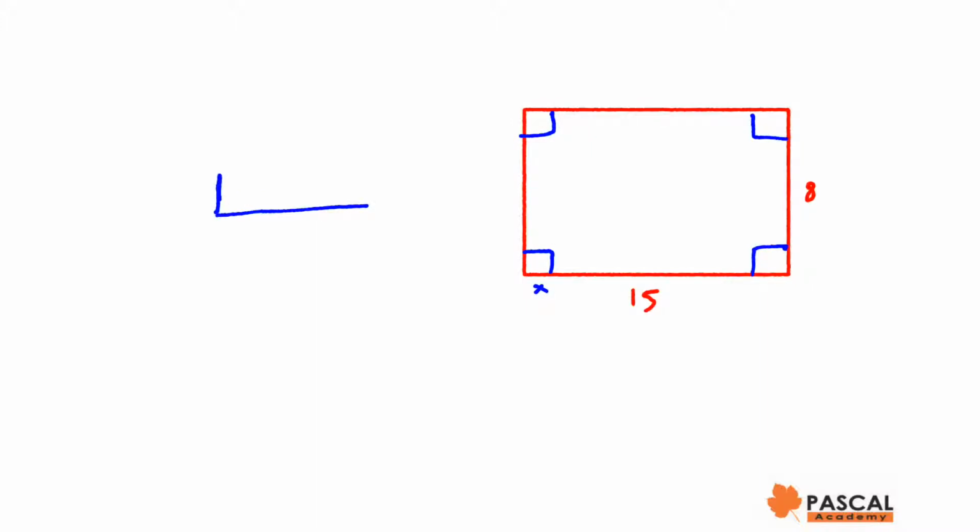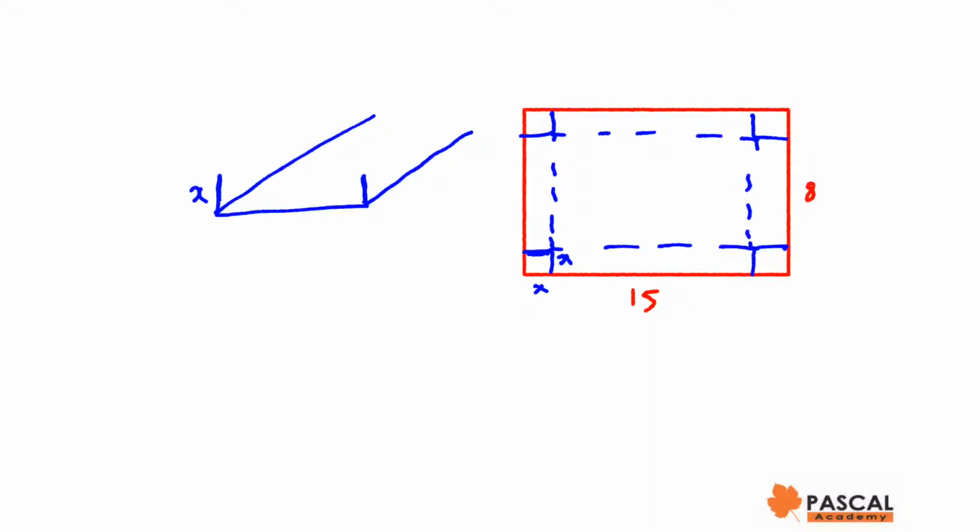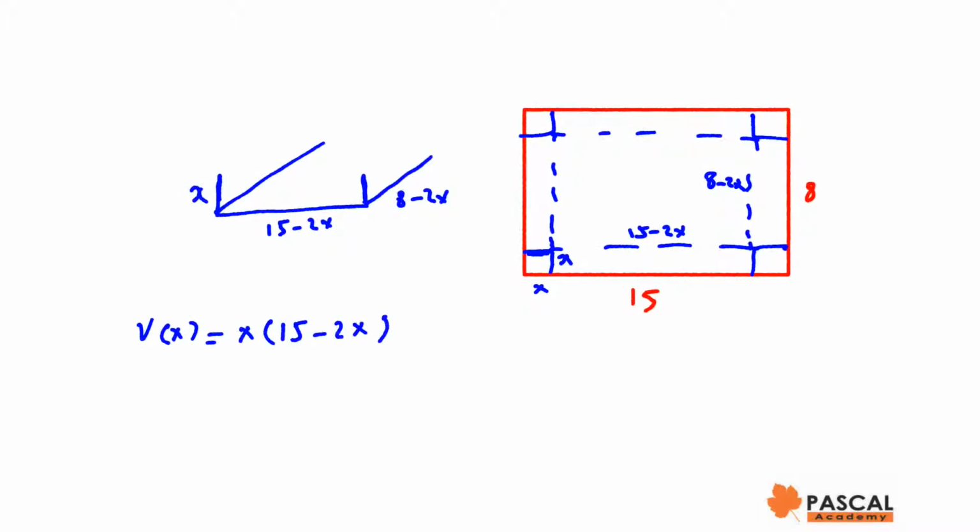If we draw the box, we see the height of the box is x, and the dimensions of the base of the box are 15 minus 2x by 8 minus 2x. This means volume as a function of x is x times (15 minus 2x) times (8 minus 2x), and x must be between 0 and 4. Notice that we cannot cut more than 8.